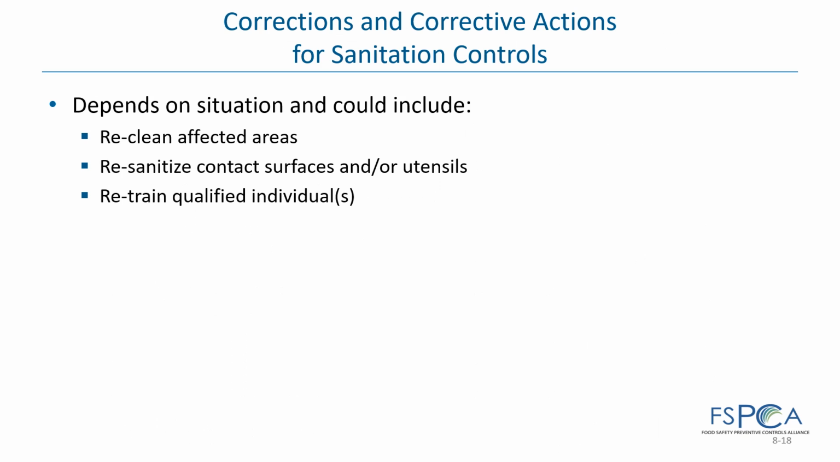So corrections and corrective actions. Remember, this is our second management component. It is required for sanitation preventive controls. These are going to vary depending on the situation, and these might look a little bit different than the process preventive control corrective actions, but this could be things like re-cleaning affected areas, re-sanitizing contact surfaces, and retraining the qualified individual that was carrying out this preventive control.